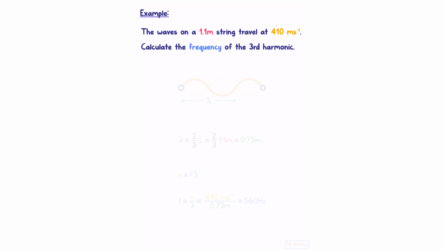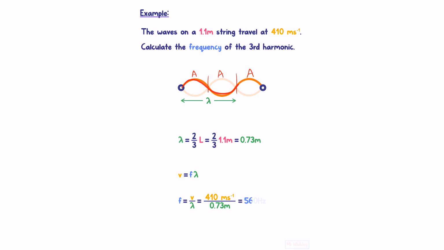And so if we're going to draw the third harmonic, as you might recall, that looks like this, where we have 3 antinodes. Dividing this into thirds, we see that a full wavelength is 2/3 of our total length. And so we can write that the wavelength is 2/3 of our length. Putting in our 1.1 meters gives us 0.73 meters. And now to find the frequency, we can recall that the wave speed is frequency times wavelength. Solving that for frequency and putting our numbers in gives us 560 Hz.